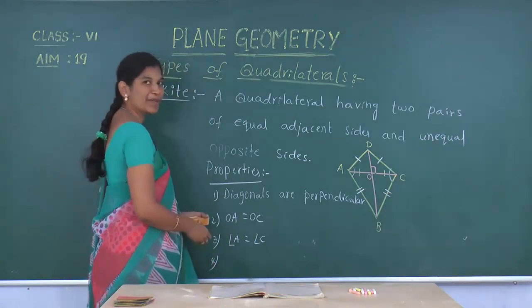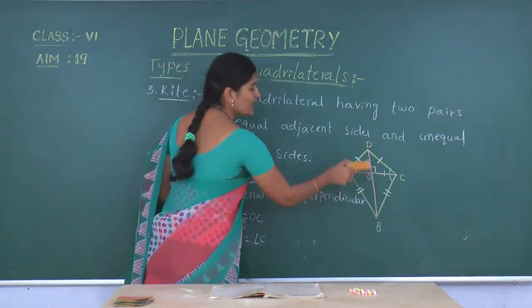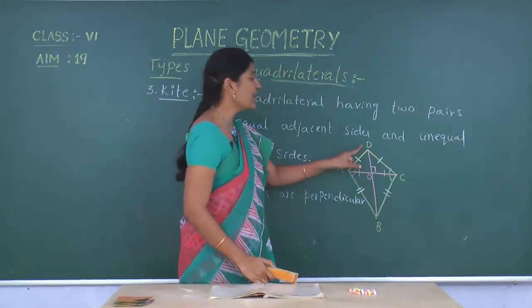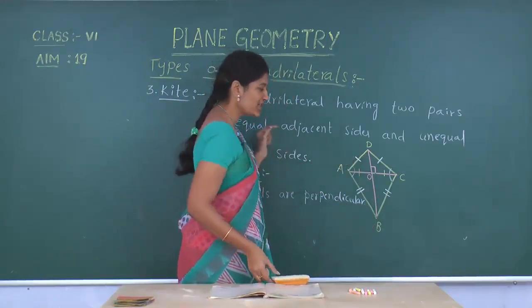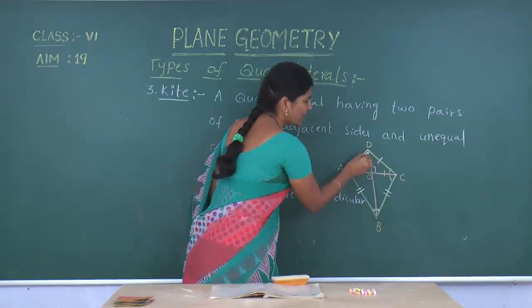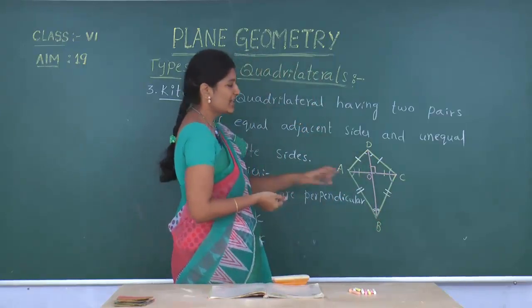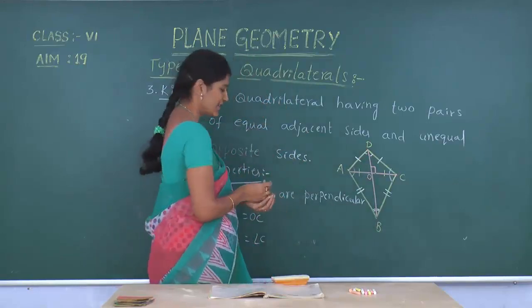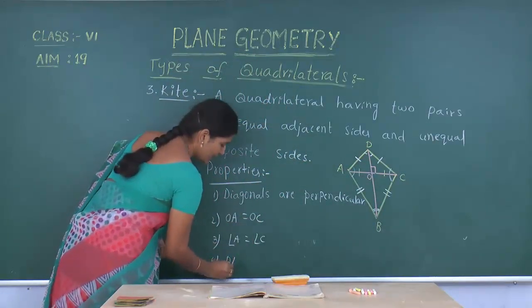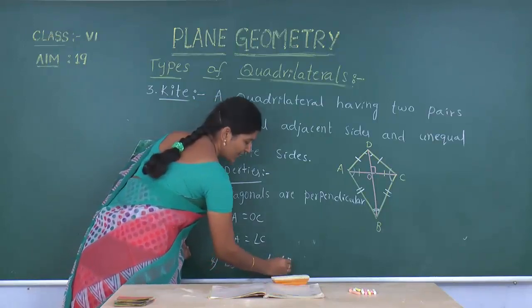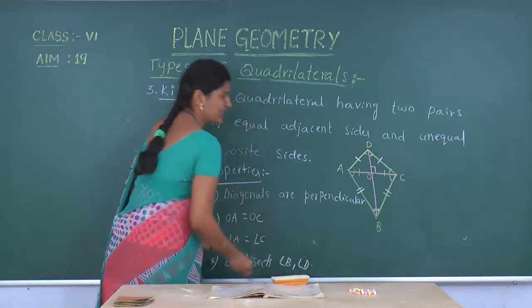And the fourth property is BD is the diagonal which bisects angle B and angle D. Bisect means here angle equal to here angle and here angle equal to here angle. Here BD bisects angle B and angle D.